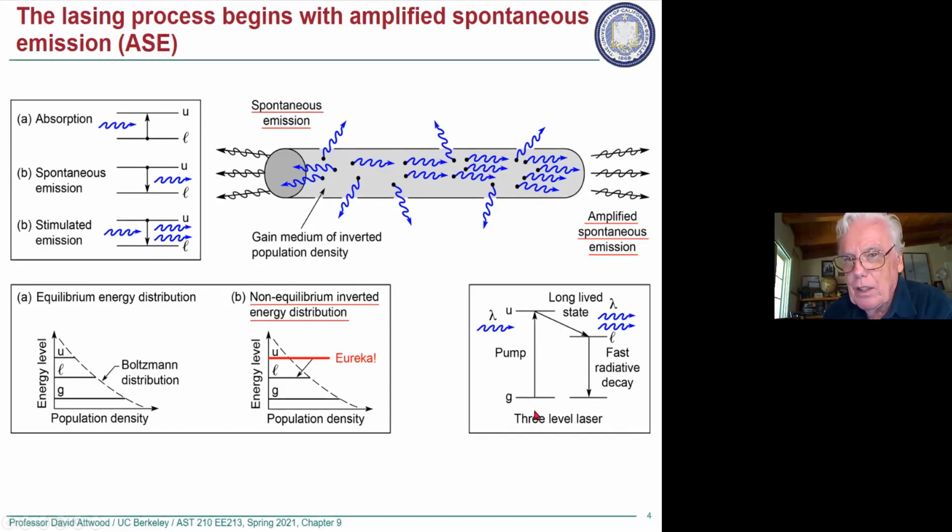And what happens is you put in a pump. So it could be a flash lamp surrounding this. Flash of light excites atoms. That's the way the ruby laser works, for instance. Okay, and so you have some pump of energy.